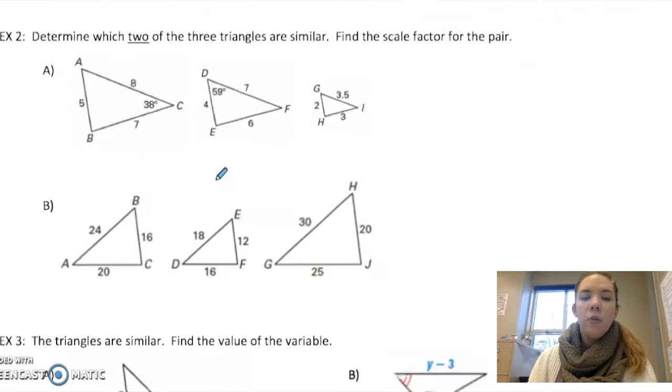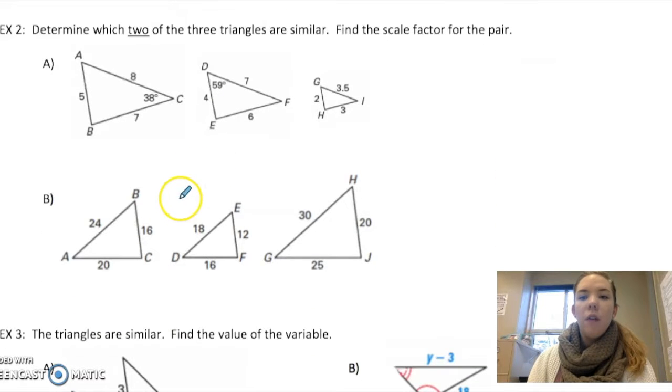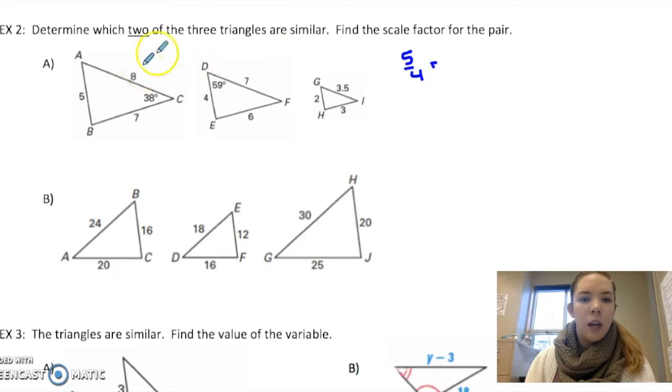Determine which two of the three triangles are similar. Find the scale factor. So these angle measurements aren't really going to help us because we need to know all three and they only gave us one. So we need to know at least two. But we can look at the sides. So let's say if we do 5 over 4 equals 8 over 7. If I cross multiply, I get 35 equals 40. Okay, so those do not go together.